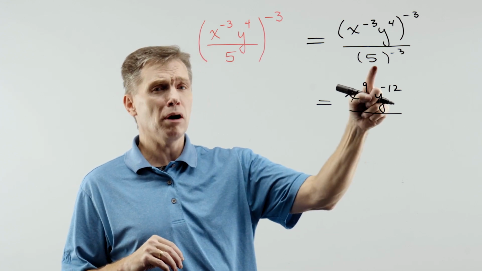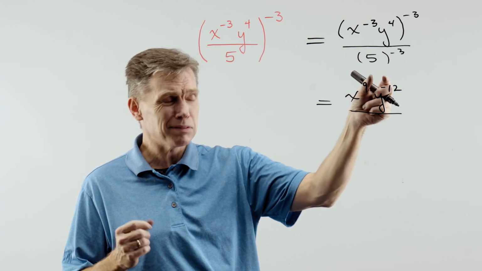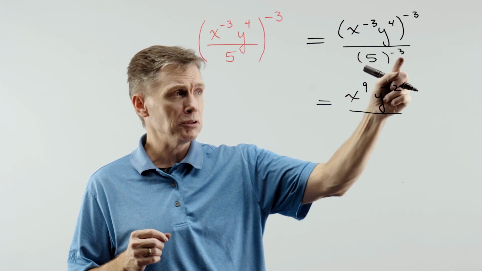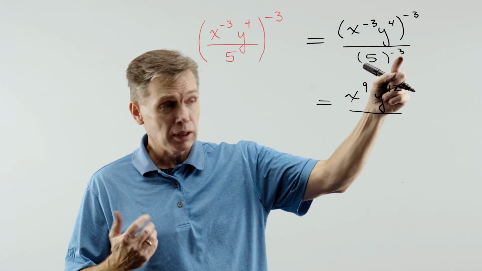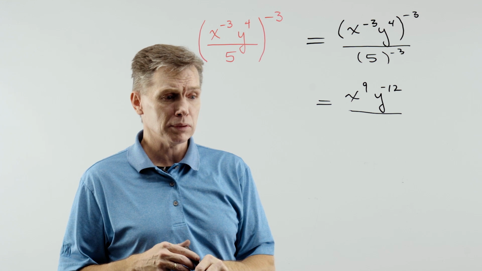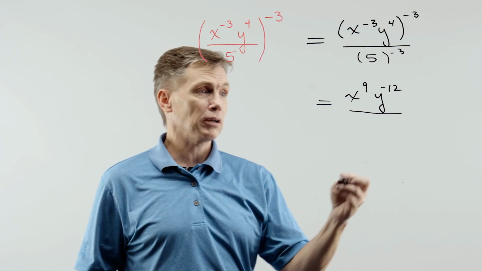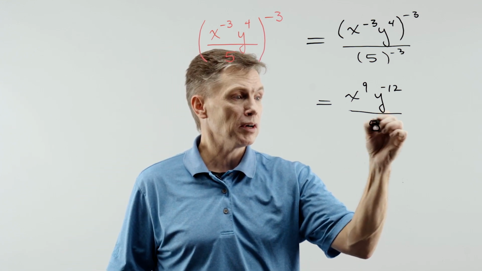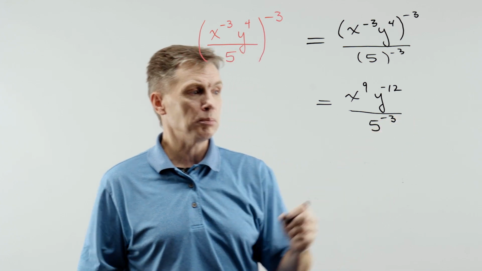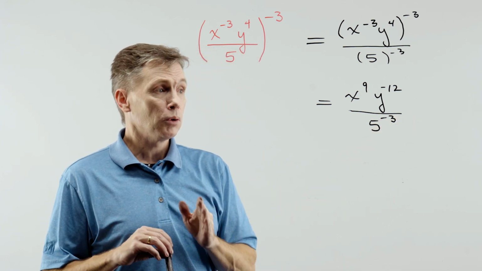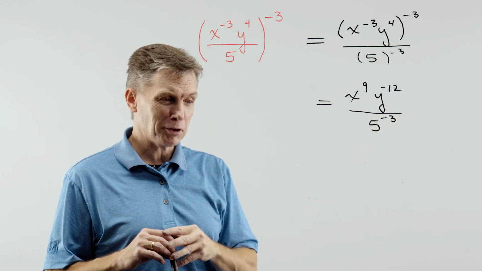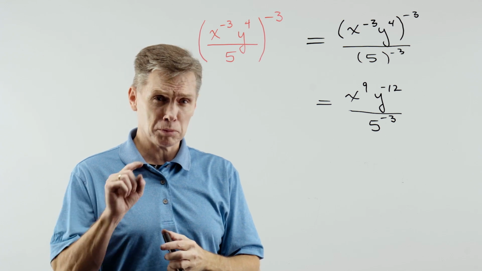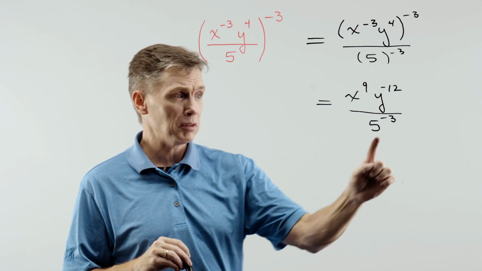So now down in the denominator, I've got the same kind of thing going on where I've got parentheses raised to a power. In this case, the only thing going on the inside of the parentheses, the single factor, is 5. So 5 just gets that -3 power. Okay? Okay, good.